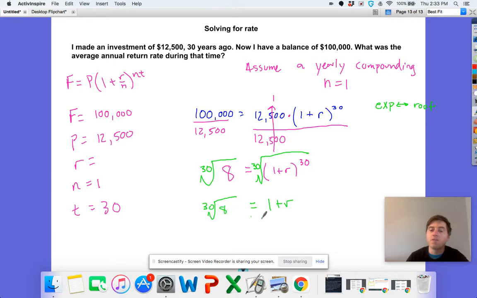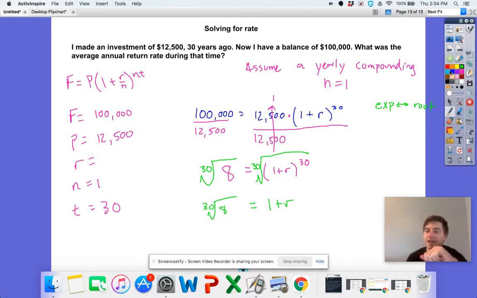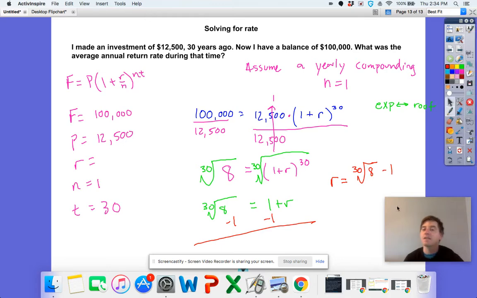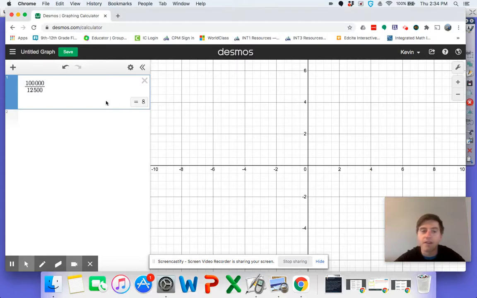The 30th root of 8 will certainly not be a nice number, so we're just going to leave it as the 30th root of 8. That's fine. And then the last step, 1 plus r. If we're solving for r, we need to get rid of this 1, so we can subtract it. 1 minus 1 is 0, so it goes away. So minus 1, and you'll say that r equals the 30th root of 8 minus 1. Now, obviously, no one can do the 30th root of 8 in their head, so we're going to throw that in a calculator.